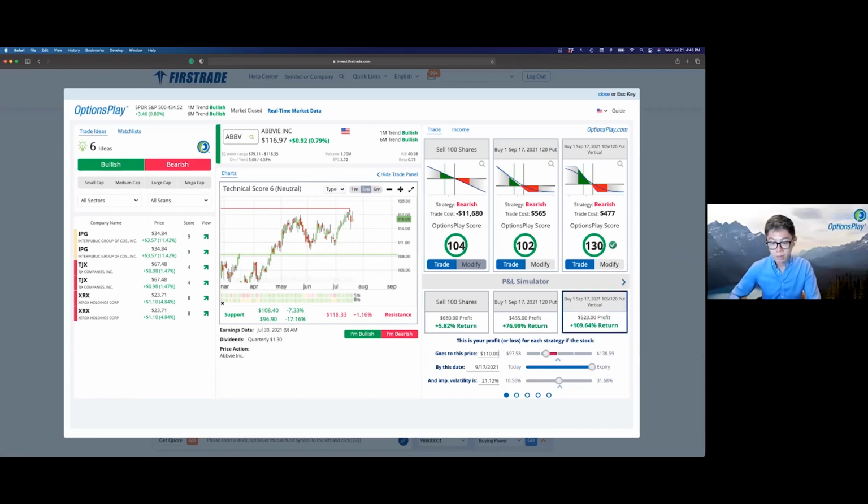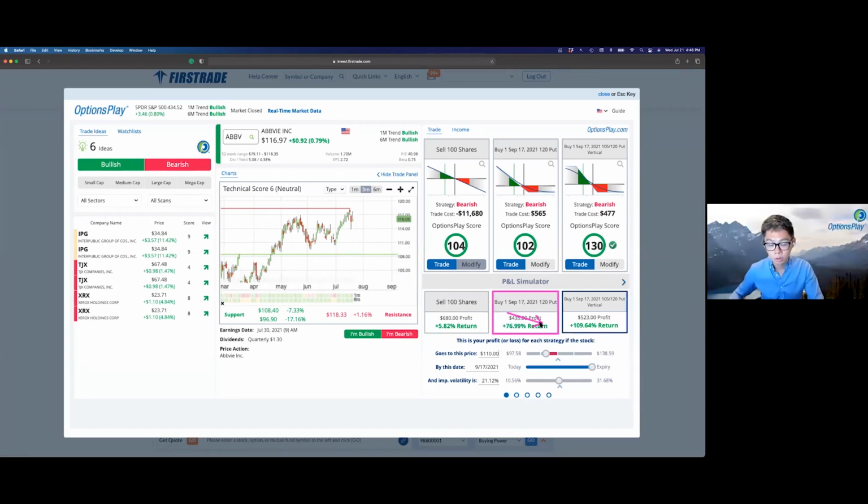How much profit do I have on this particular trade? If I shorted the stock, I'm looking at about a 6% return. If I bought the put option, I'm looking at about a 77% return. If I bought the call put spread, I'm looking at about 110% return. So this is how you can determine, is there enough potential reward for the risk that I'm taking? For example, for this one, perhaps not enough, right?